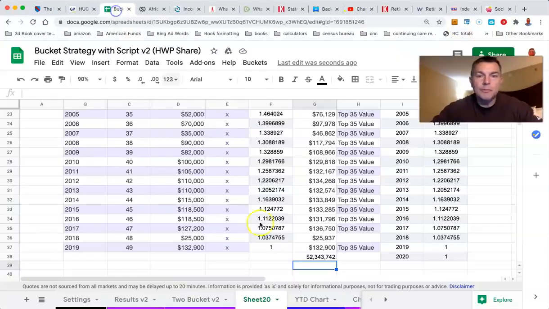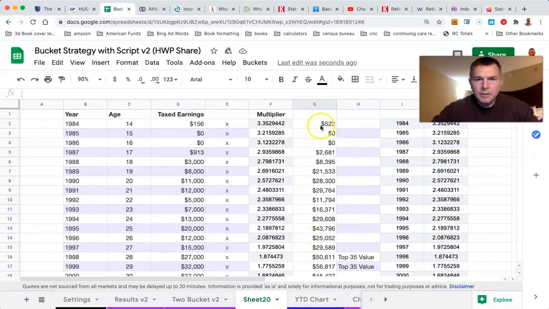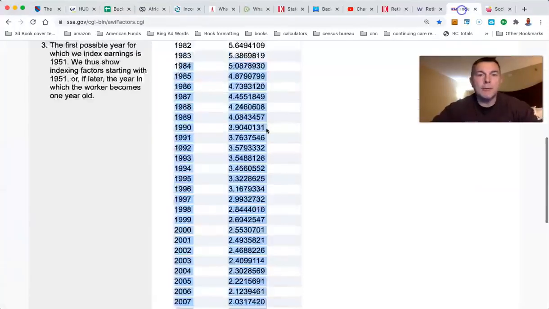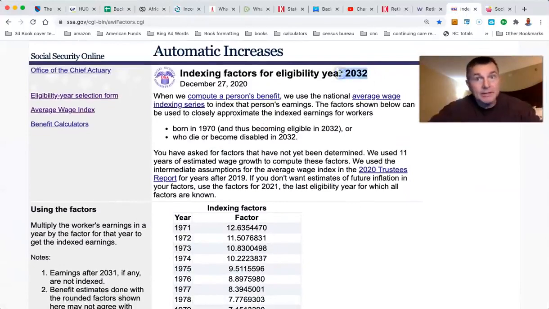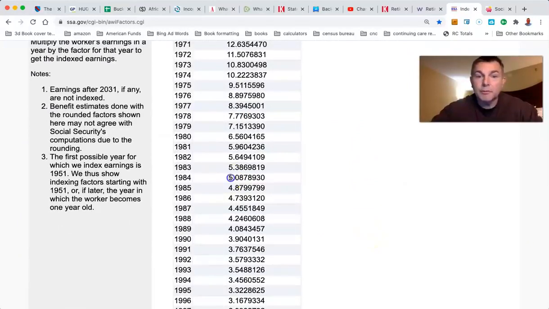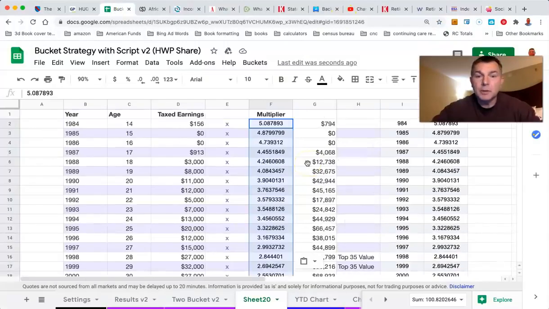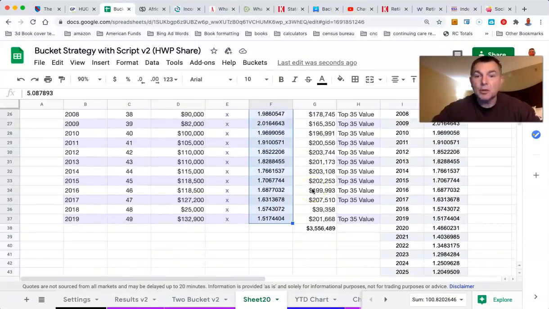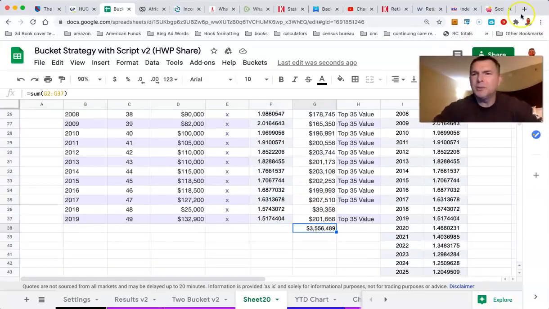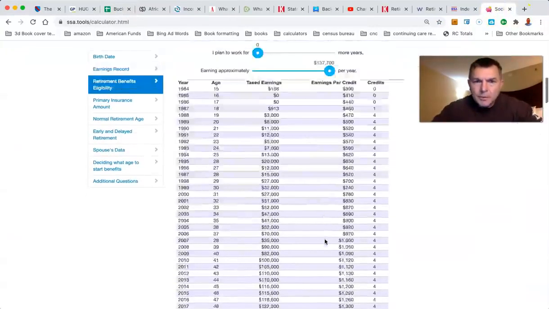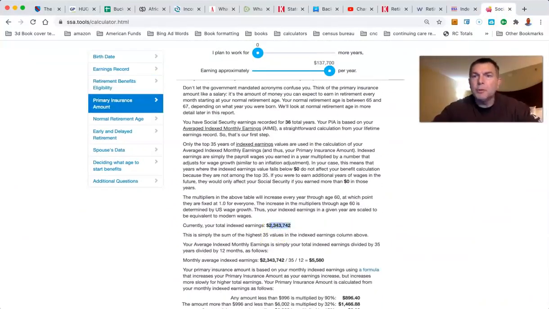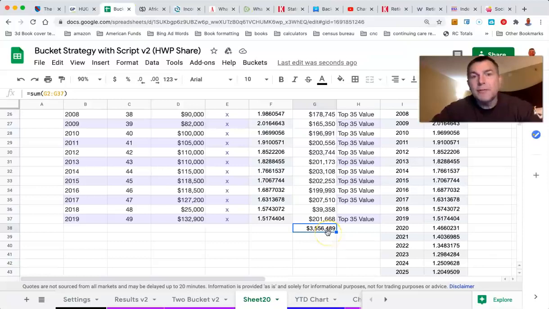What I've done here is, oh, I didn't put the right number in there. Hold on a second. I've got to put in the different multiplier, the actual multiplier for my real year of eligibility. I was born in 1970, so my first year of eligibility is 2032. The multiplier jumps from 3.35 to 5.008 in 1984, and so on. Then in my little spreadsheet, it changes my total indexed earnings from 2.343 million to actually 3.556 million.